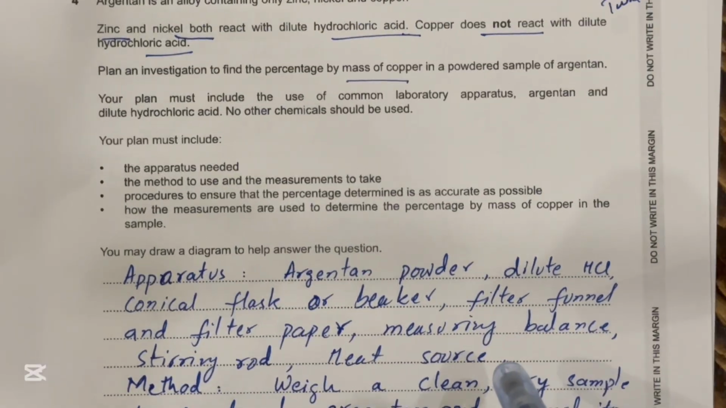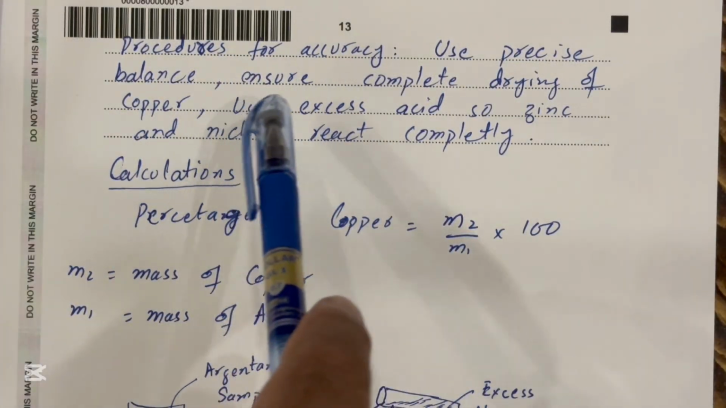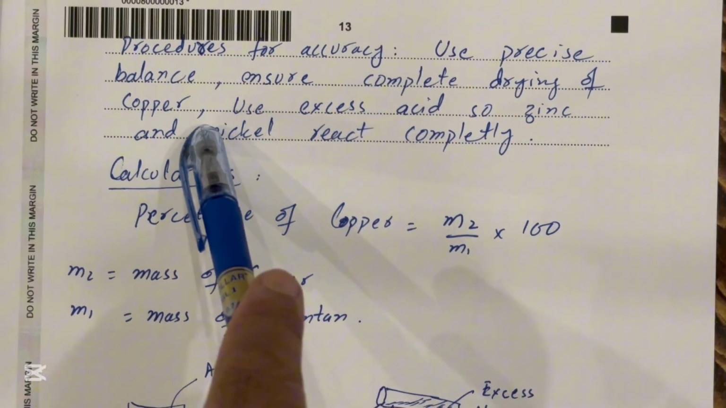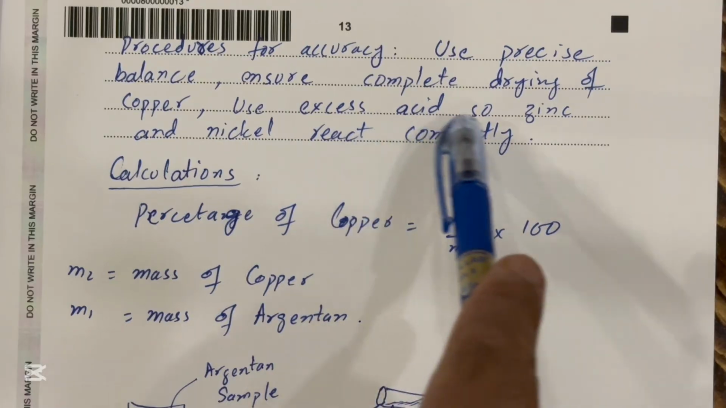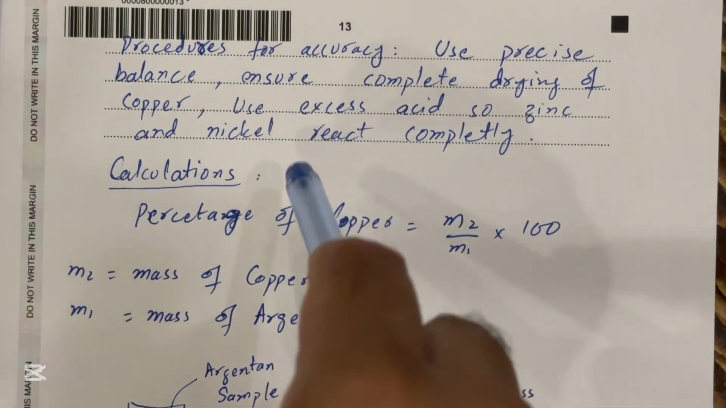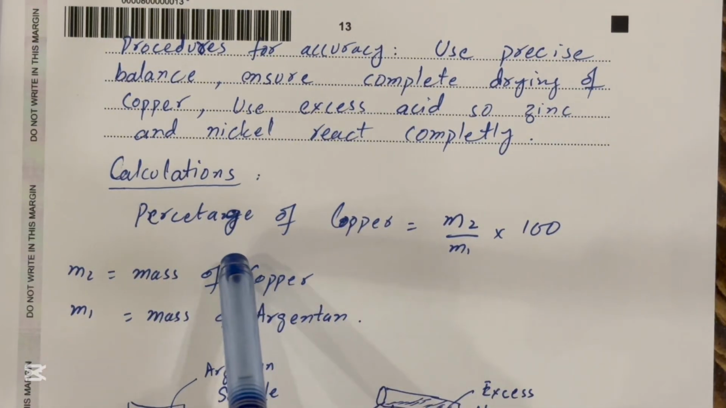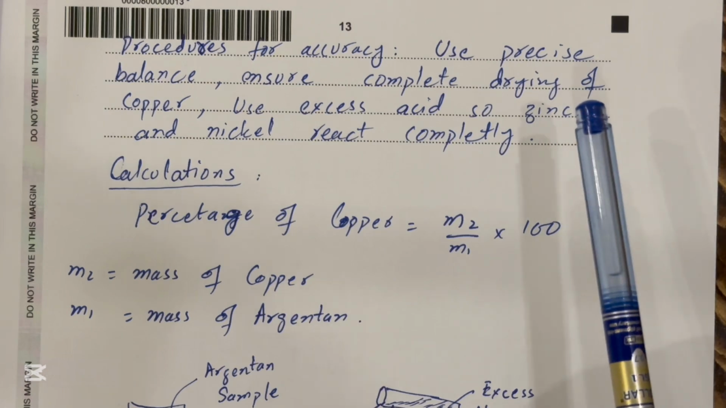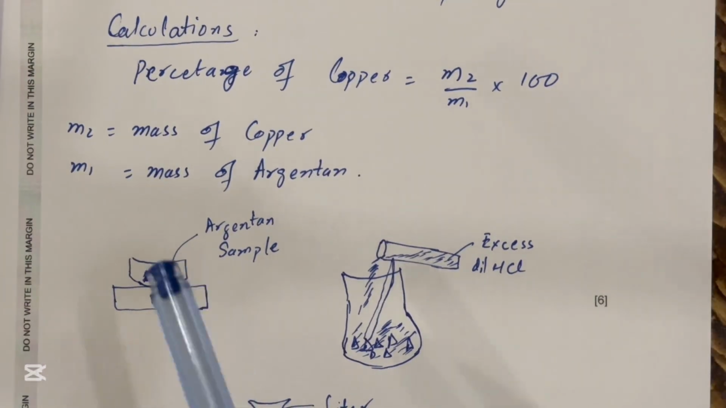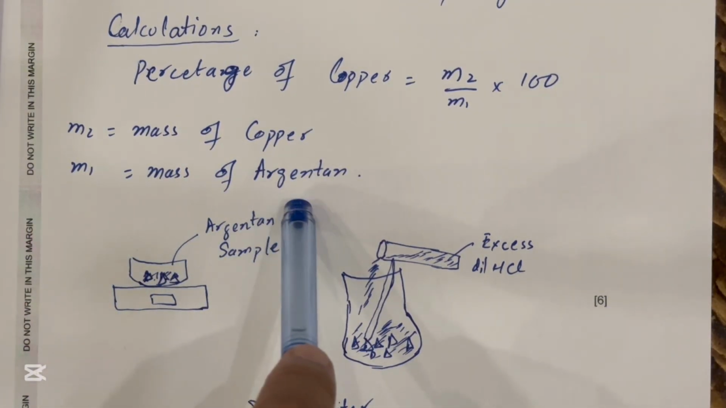Okay, so this is how we have completed the procedure. How can we make sure of the accuracy? Use a precise balance, ensure complete drying of copper, and use excess acid so zinc and nickel react completely. So this is the surety that our answer would be accurate. For calculation purposes, we need to apply the formula for percentage of copper. Take M2 over M1 into 100. What is M2? M2 is mass of copper and M1 is mass of argentine.